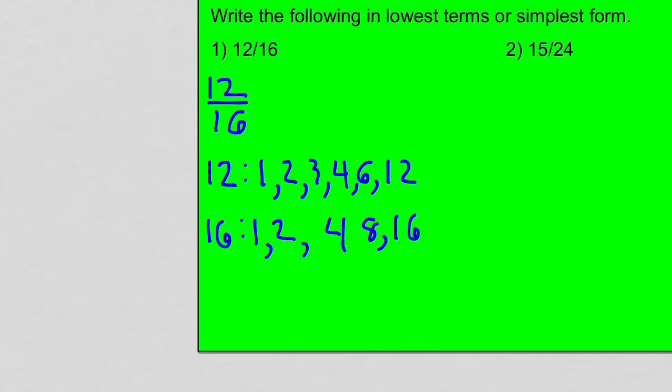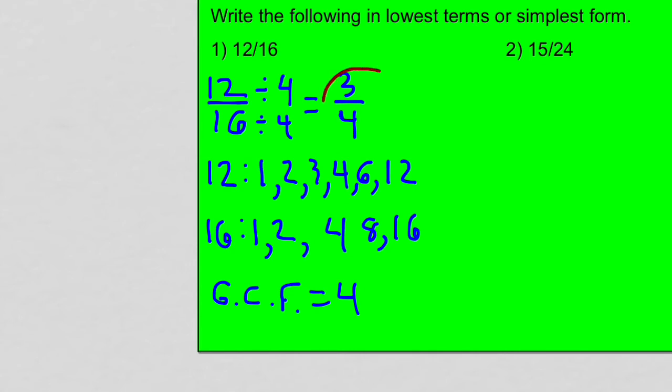So the greatest common factor here is 4. And we use that factor to get these fractions in lowest terms. Now we divide the numerator and denominator each by 4. 4 times 3 is 12, and 4 times 4 is 16. So this fraction in lowest terms is 3 over 4. And that's how we get a fraction in lowest terms.